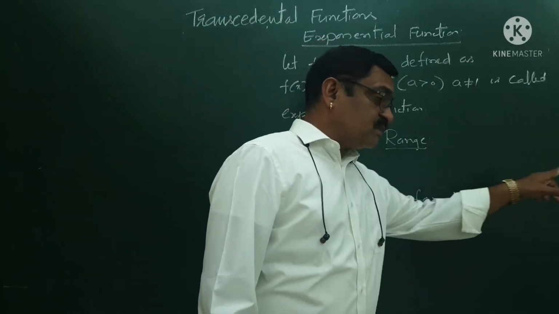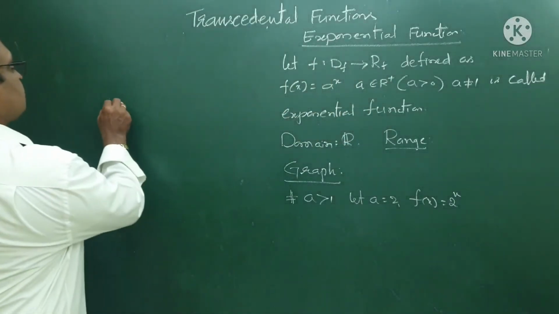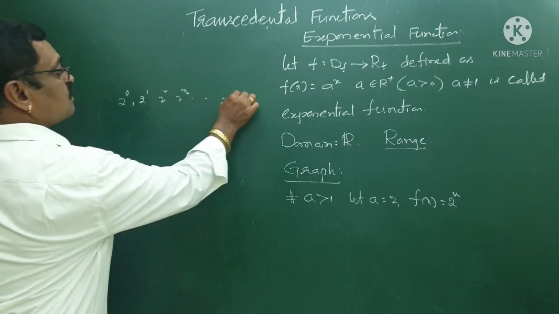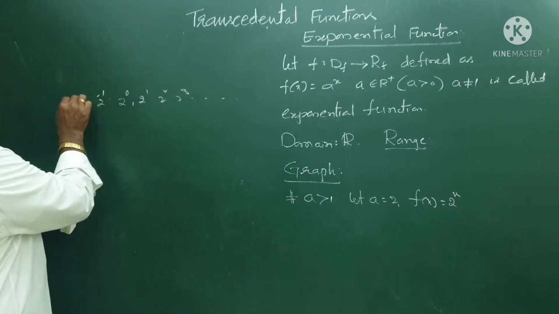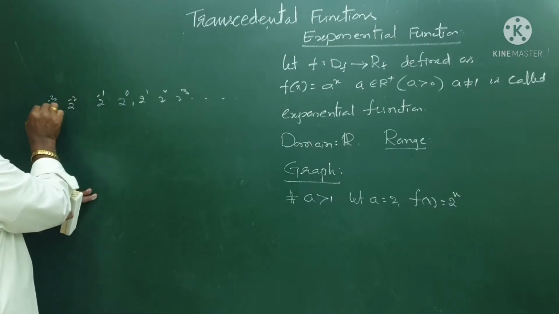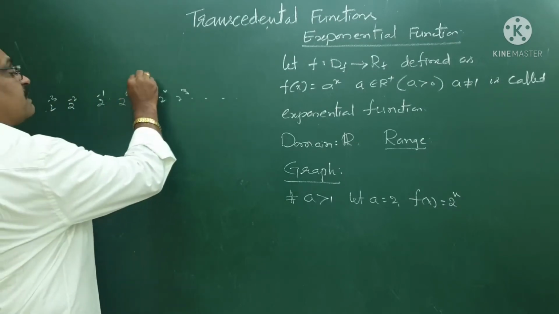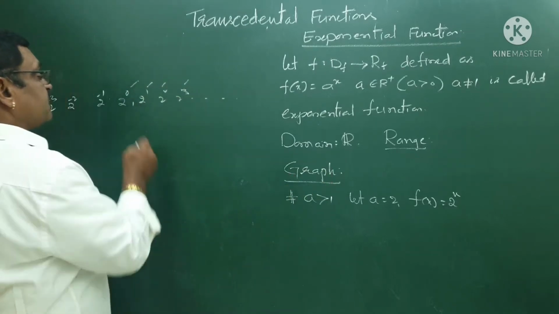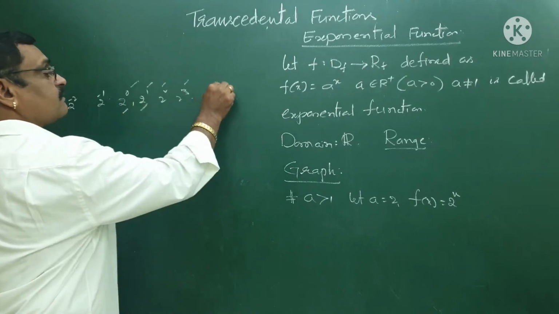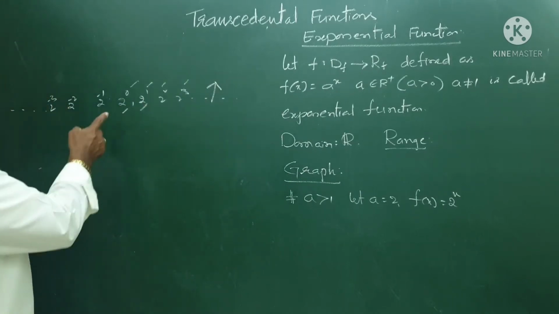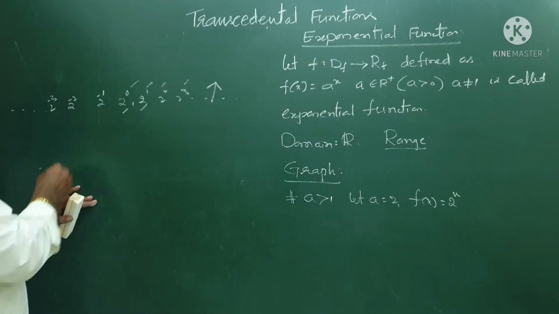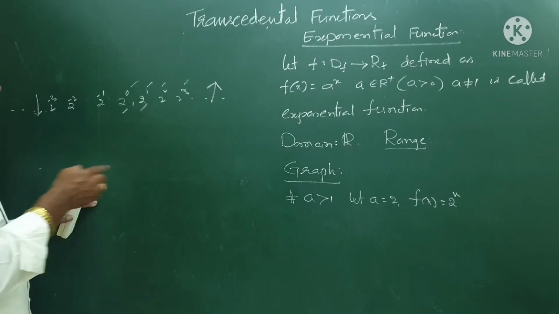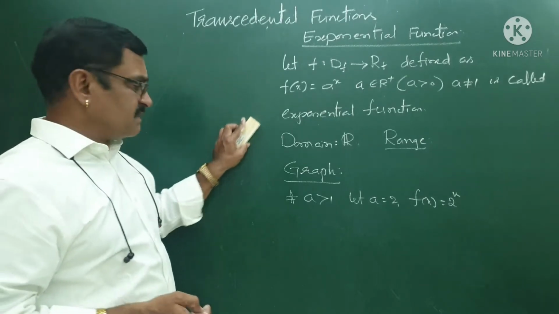Now if you observe carefully, 2 power 0, 2 power 1, 2 square, 2 cube and so on. Also 2 power minus 1, 2 power minus 2, 2 power minus 3 and so on. When the powers are increasing, that means x approaches positive infinity, the values are also increasing. Whereas when x is approaching negative infinity, the values are coming down. So this is the main character.